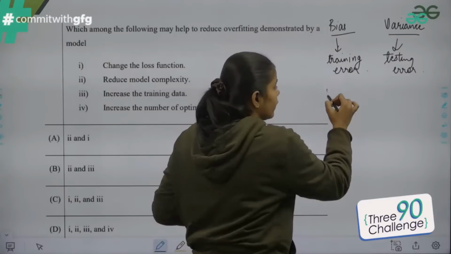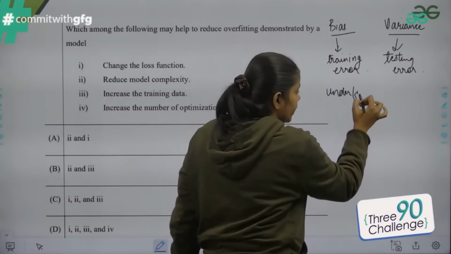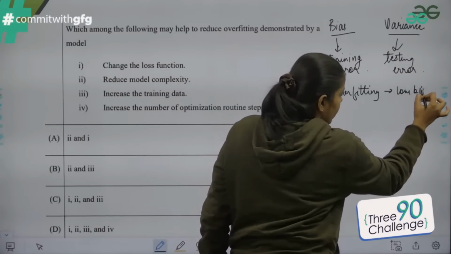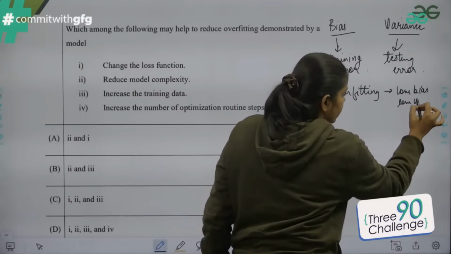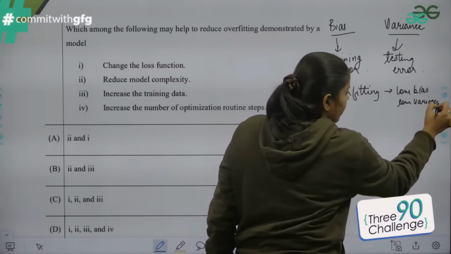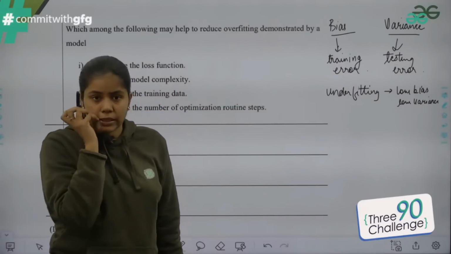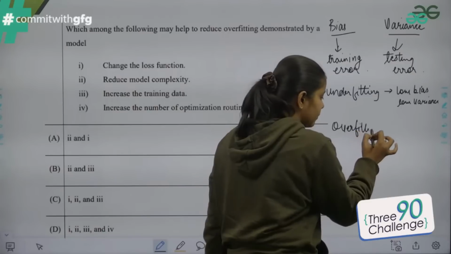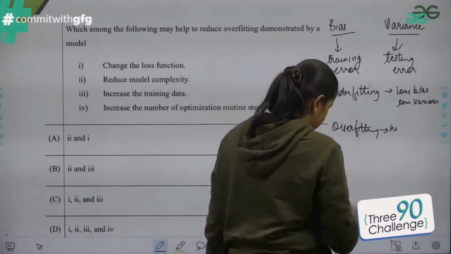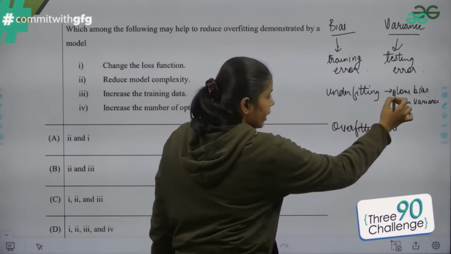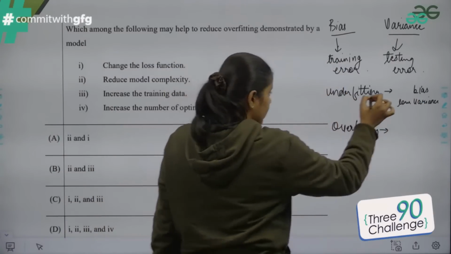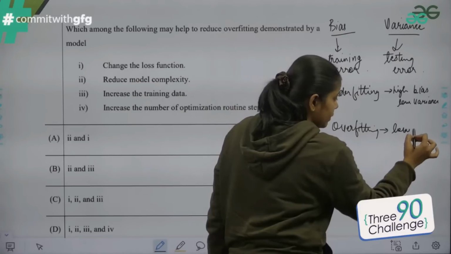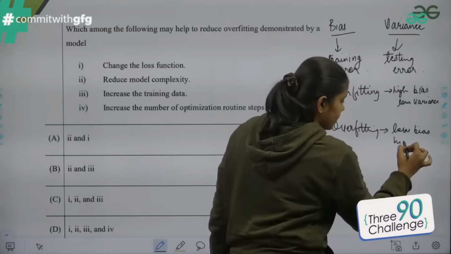If I'm talking about underfitting, in underfitting I have high bias and high variance. That means my model is not performing well on my data set. That is my underfitting. If I talk about overfitting, overfitting means low bias but high variance. That is my overfitting.